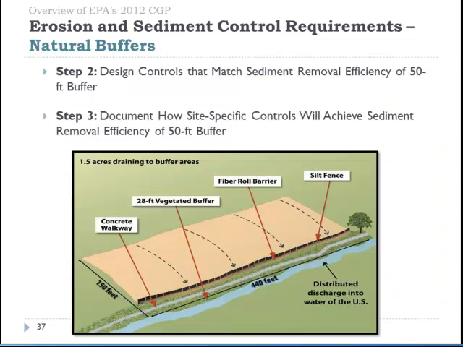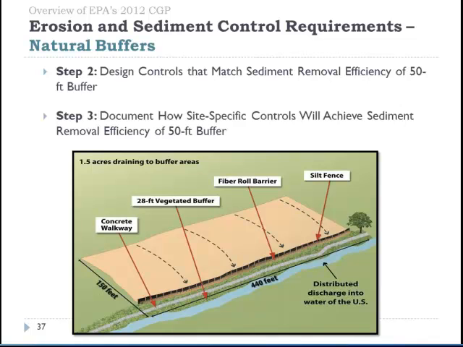Step 2 would require the operator to next design controls that would meet the equivalent removal as a 50-foot buffer, which in this example was 50%. In our buffer appendix, we used the Revised Universal Soil Loss Equation model, which is called RUSLE2, to model what controls would achieve the equivalent removal of the 50-foot buffer for this site.